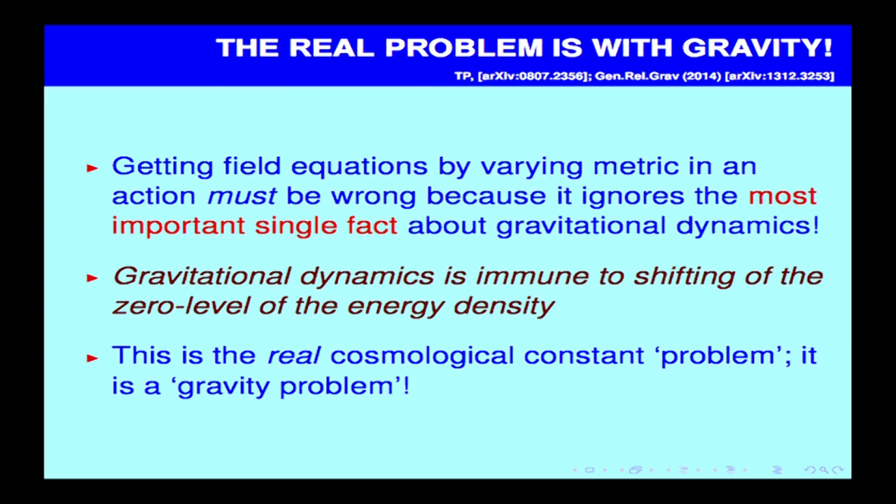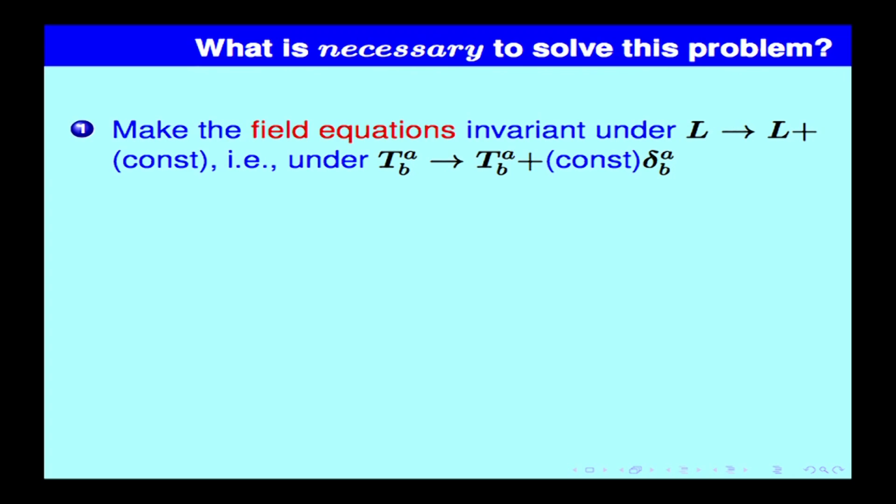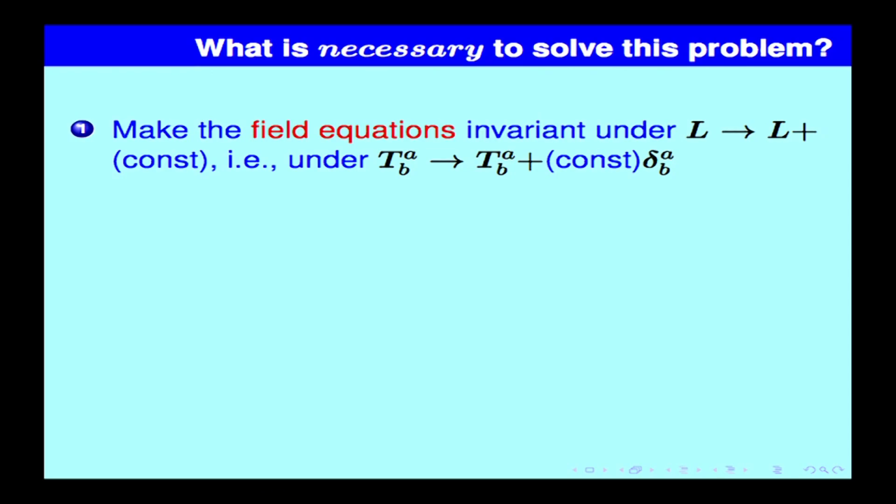So, the real cosmological constant problem is actually a gravity problem. The way we do gravity, it couples to this constant, which it should not. So, what is necessary to solve this problem? The first thing you need to do is to make the field equations invariant under adding a constant to the Lagrangian. Second, if you do that, the field equations will not care about the cosmological constant, but we do know that we want to find a cosmological constant.